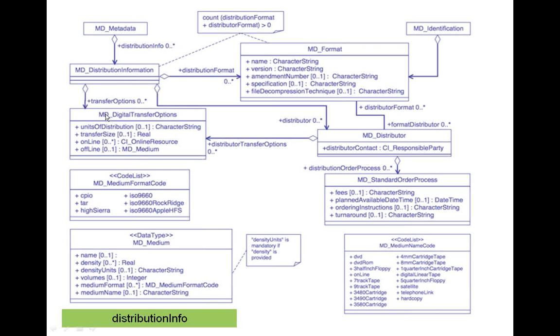And then the transfer options. How big of a file size is this that I'm going to be using? Is this transferred? Is there an online option or an offline option, or is it only available offline? Do I have to request a CD-ROM of it, or is there an HTTP or URL or somewhere that I can go and get this data from? So this is how you document the distribution information.